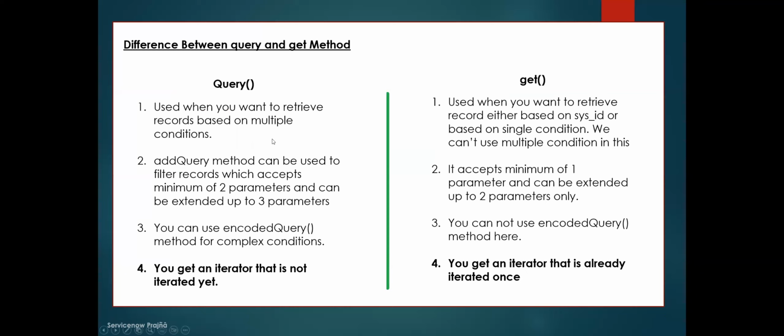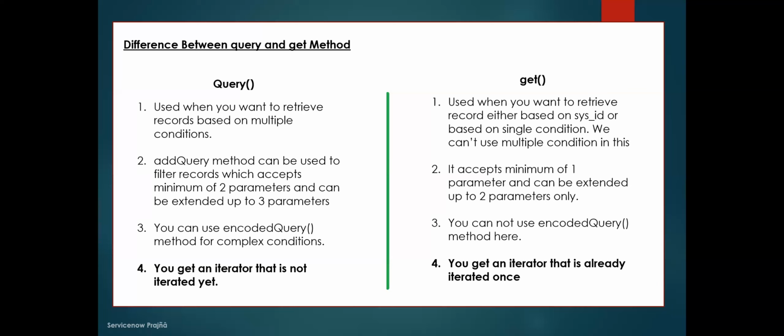Second difference, the addQuery method can be used to filter records, which accepts a minimum of 2 parameters and which can be extended up to 3 parameters. So you can use addQuery where you can either use 2 parameters, the field and the value, or you can extend it up to 3 parameters where you provide the operator value as well. But in the get method, you can't use it. Your get method accepts either 1 parameter or 2 parameters. So there's no scope of an operator here.